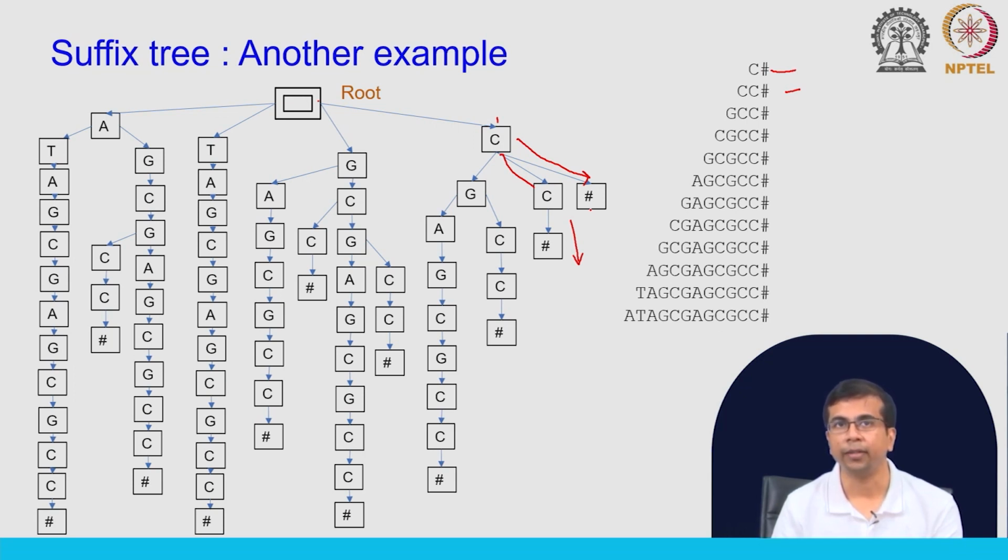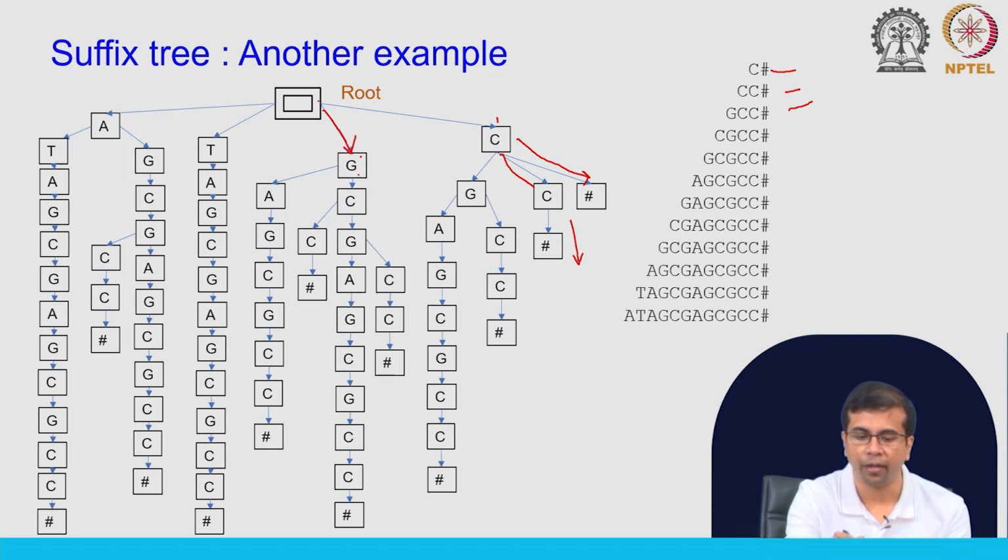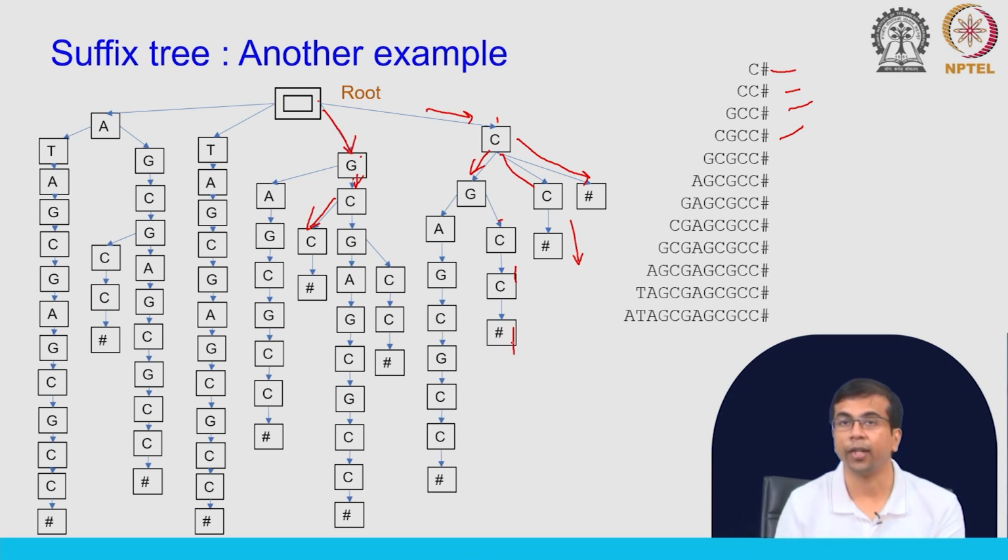The next we have is GCC. So, what we have is root to G, then to C, and then through C here and then hash. This path represents this suffix. Then we have CGCC. One thing we have seen is this root to C path already exists, we will utilize that, but there is no C to G path yet. So, we will have to add that node here, and then we will add this G to C, C to hash. So, we have reached the leaf and this represents this suffix.